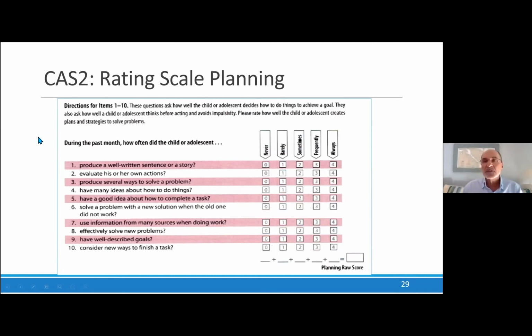And we have a CAS2 rating scale for teachers. And the reason I like to show this is because these are the kind of behaviors that teachers can observe that help the teacher get a sense of where is the child on these 4 basic psychological processes. But by the way, it also teaches the teachers about what PASS is. But if you look at some of the questions, like have many ideas about how to do things, solve a problem with a new solution when the old one doesn't work. These kind of behaviors are related to planning.